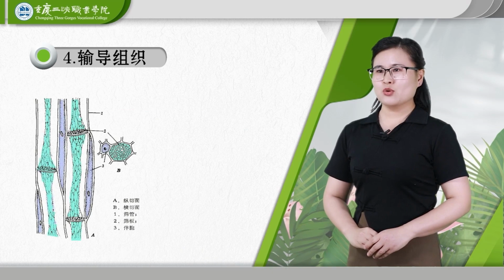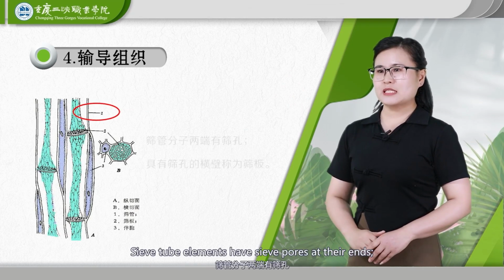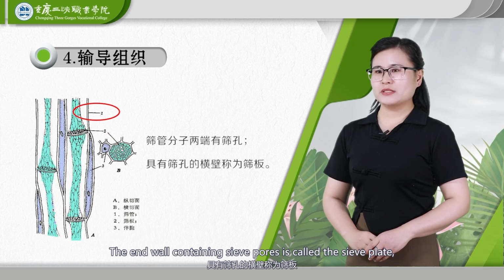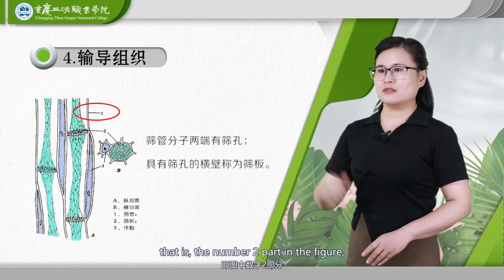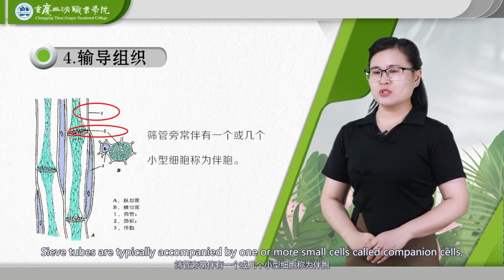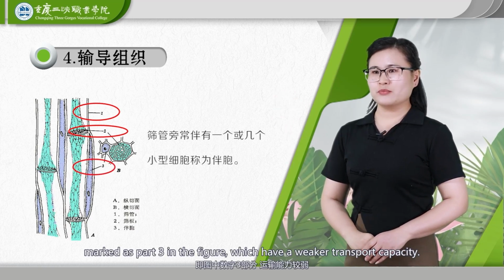5 types as vessels. Sieve tubes are living, tubular cells, marked as Part 1 in the figure. Sieve tube elements have sieve pores at their ends. The end wall containing sieve pores is called the sieve plate, that is, the number 2 part in the figure. Sieve tubes are typically accompanied by one or more small cells called companion cells, marked as part 3 in the figure, which have a weaker transport capacity.